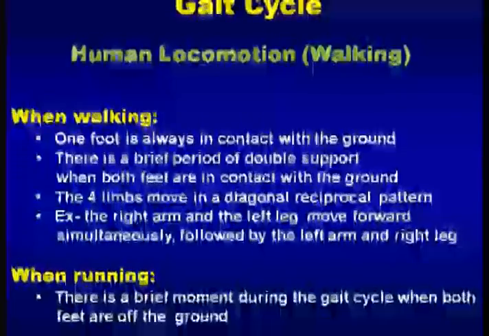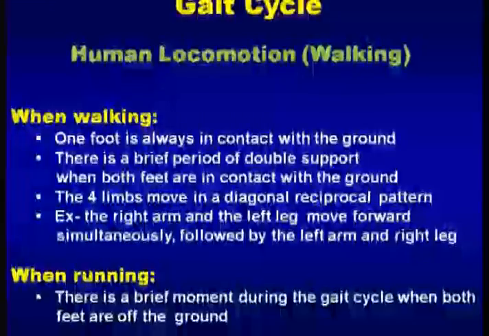It's very important to see that we have 2 phases in the gait cycle. One is the stance phase and the swing phase. But when we are walking, you have to remember that only one foot is in contact with the ground. There is only a brief period where there is a double support. That means both the feet are in contact with the ground.